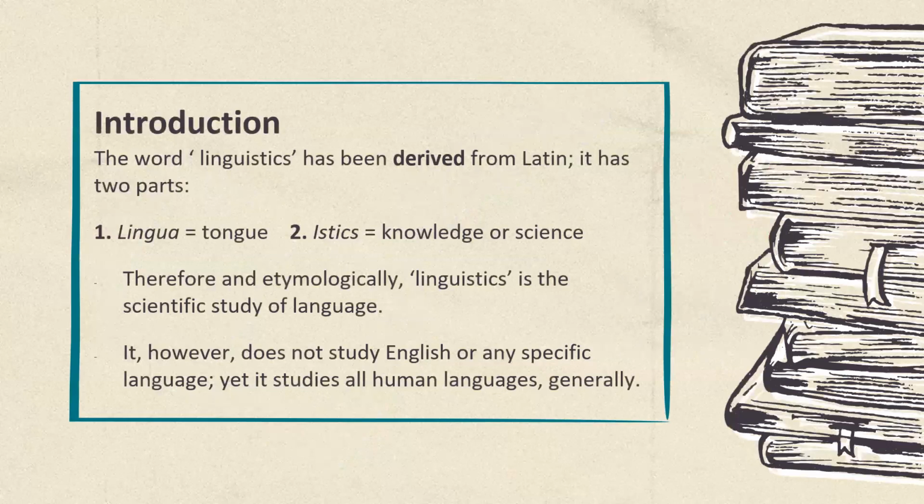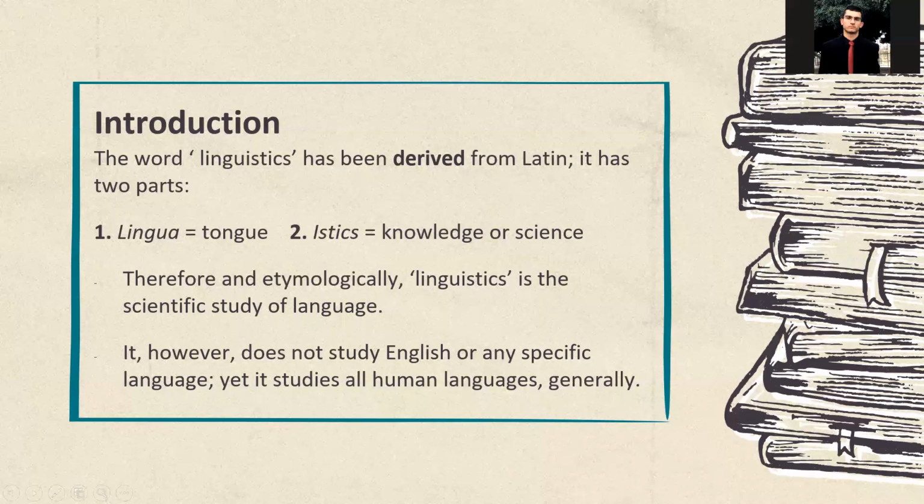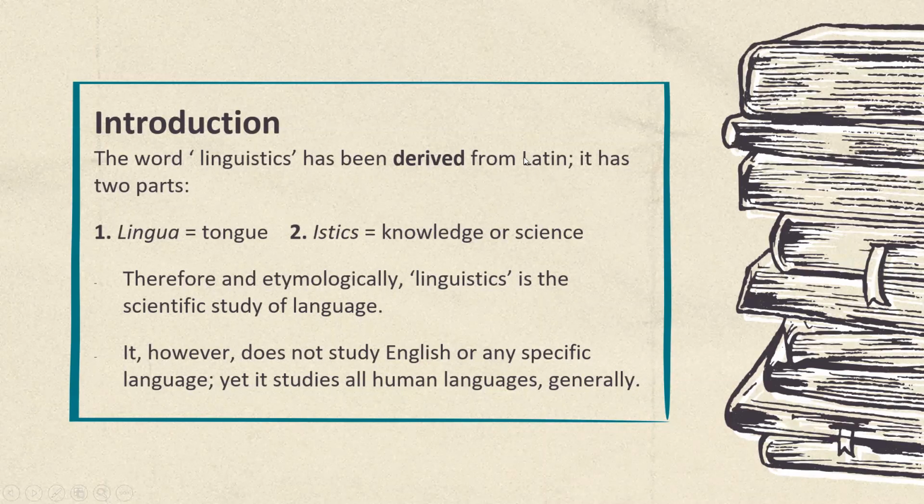Okay, introduction. The word linguistics has been derived from Latin. It has 2 parts. When we say derived, we mean its main source, right? Its main source, the roots of this word. يعني احنا يا جماعه لما نحكي derived معناها احنا هذه الكلمه اصلها ماخوذه من هذه اللغه، تمام؟ احنا نحكي derived. The word linguistics has been derived from Latin. يعني اصل كلمه linguistics ماخوذ من اللغه اللاتينيه القديمه.